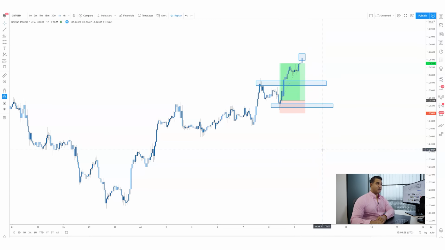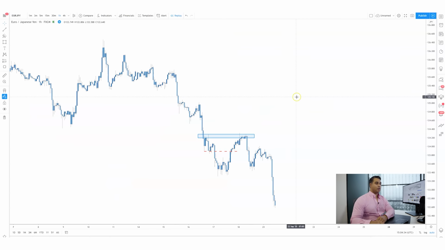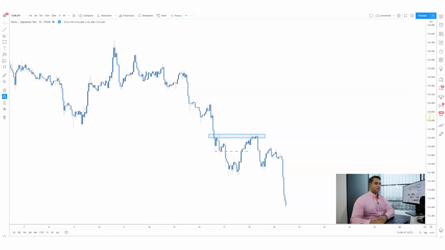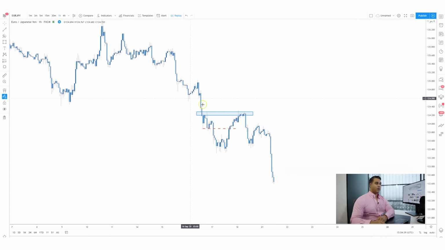That's your perfect break and retest. Let's take a look at an example of a not so perfect break and retest. The not so perfect break and retest here is on Euro JPY. Now, as we can clearly see with this market structure, the key levels that we're going to be working with here is the higher low that has made the lower low.